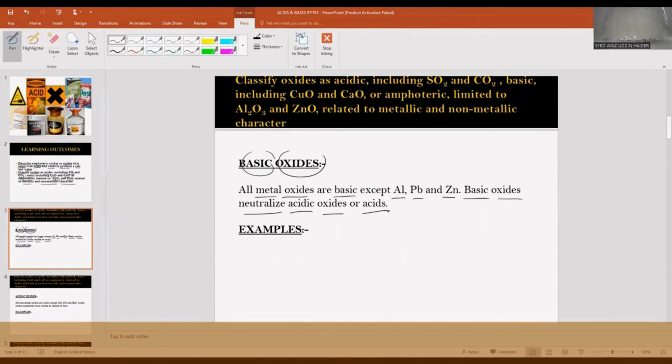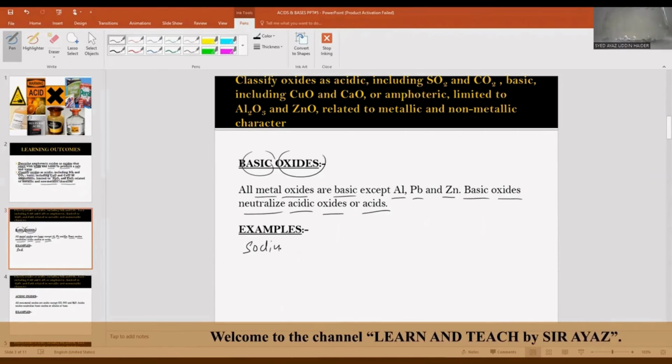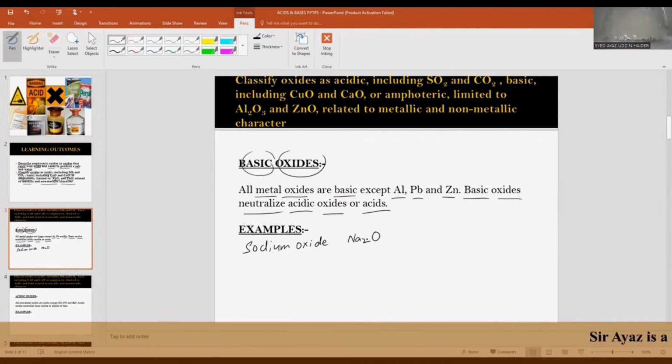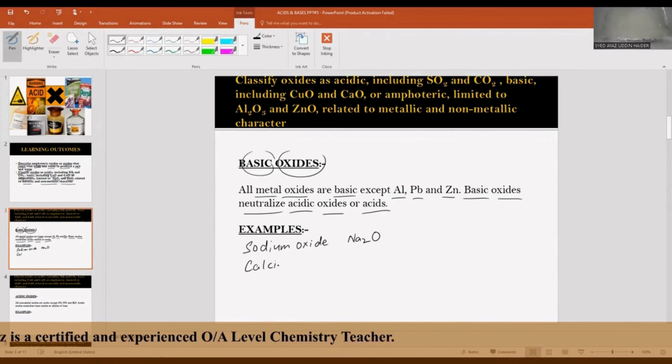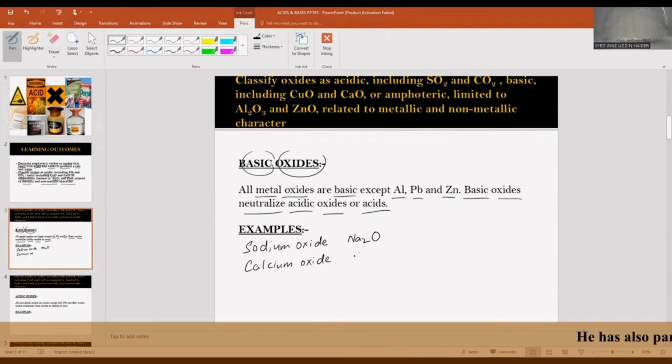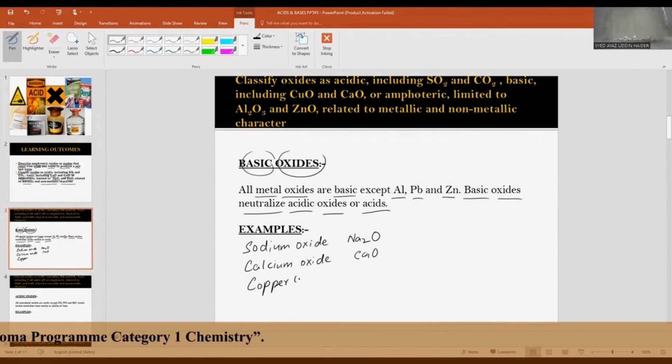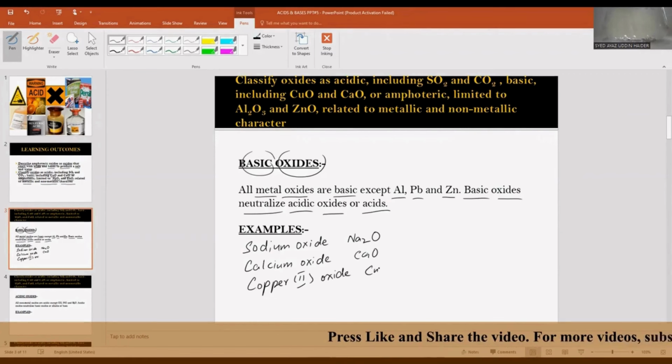Some examples of basic oxides like sodium oxide, which is Na2O, calcium oxide, which is CaO, copper 2 oxide, which is CuO.